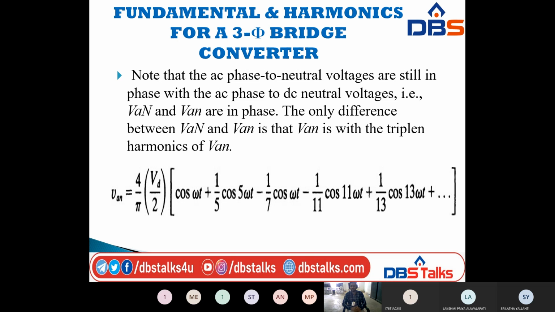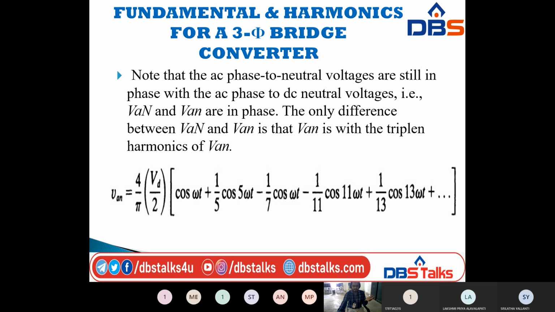So VAN is equal to 4 by pi into Vd by 2, where this Vd by 2 is the magnitude of voltage, into cos omega t plus 1 by 5 cos 5 omega t minus 1 by 7 cos 7 omega t minus 1 by 11 cos 11 omega t plus 1 by 13 cos 13 omega t, and so on. So these are the triplet harmonics. I already said that VAN is with the triplet harmonics. Already I said that in the previous case.